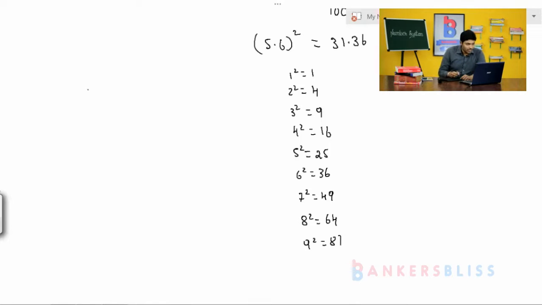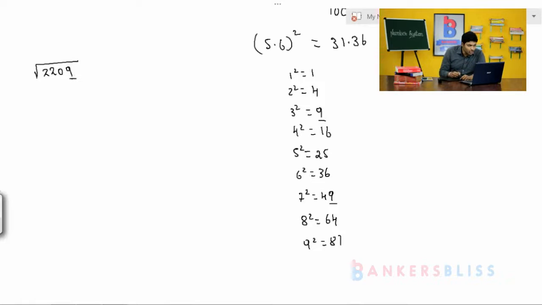Let me take one number, the square root of 2209. What is the unit digit here? 9 is the unit digit. So 9 means the answer should end with 3 or 7. This table has to be in your mind, like a blueprint. 3 square is 9, 7 square is 49.